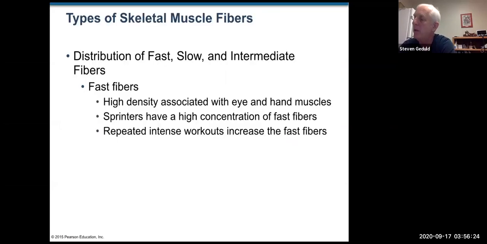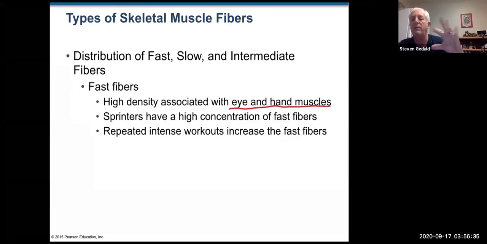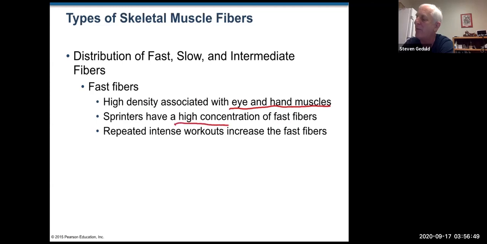Okay. The distribution of fast fibers: highly dense associated with your eye and your hand muscles, where you want things to be quick. If you take your hand and you flex it over and over and over again, it's going to fatigue very quickly. Your hands start to fatigue fast. Okay. Sprinters, like we said, Olympic sprinters that train for very quick responses, have a high concentration of fast fibers. Repeated, intense, short, fast sprint workouts increase the fast fibers.